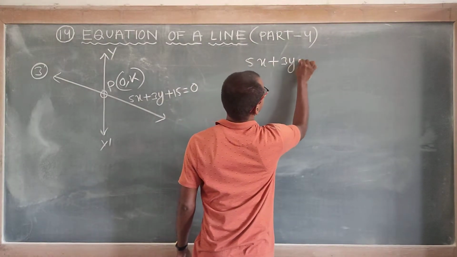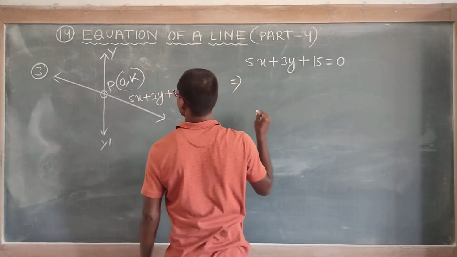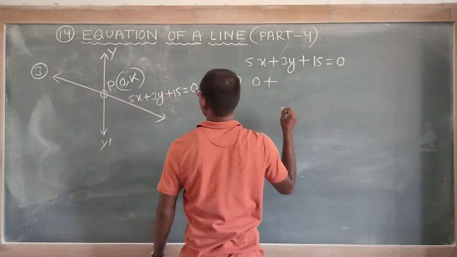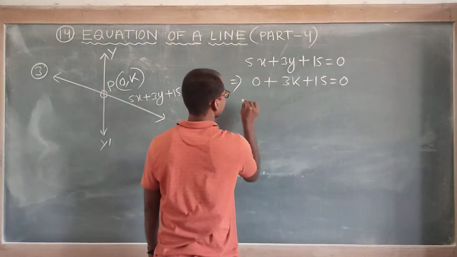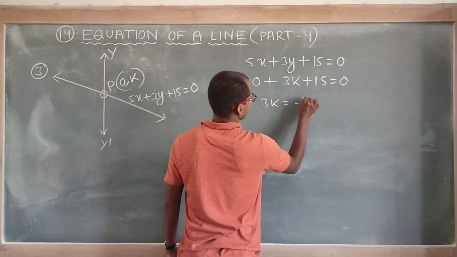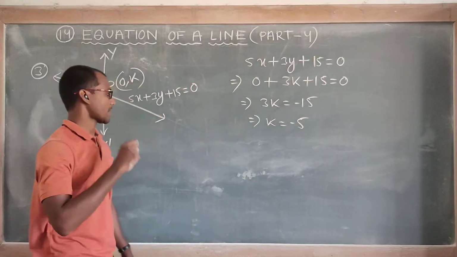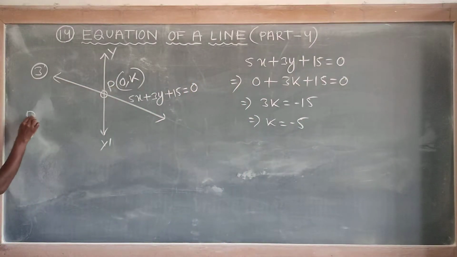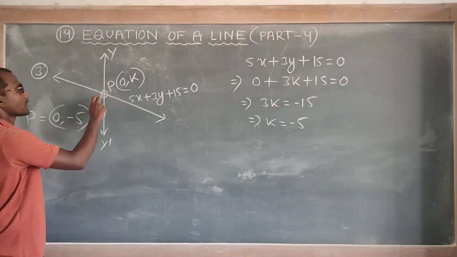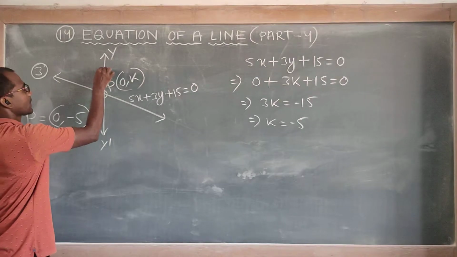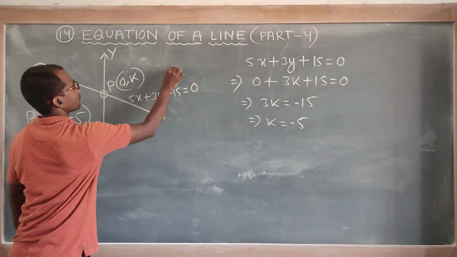5x plus 3y plus 15 is equal to 0. 5x means 5 into 0, 0. 3y means 3 into k, 3k. Plus 15 is 0. 3k is minus 15. K is minus 5. So what is P then? P is equal to 0, minus 5. It means this point is below the origin. So the origin must be somewhere here, and the axis will be like this.